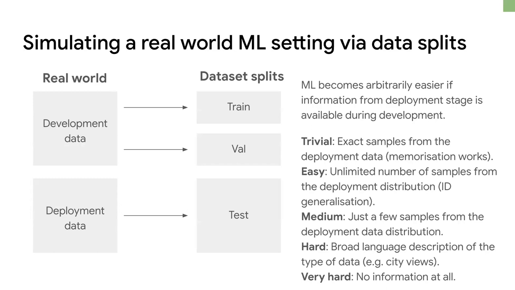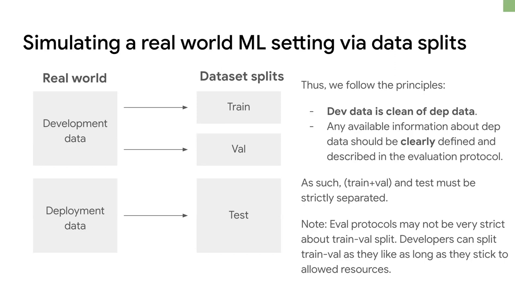This is important because when you don't have a good separation of splits, then the machine learning problem could become very easy. If you have the identical duplicates from the deployment scenario in your development, then it's not about generalization anymore. It's not even IID generalization, it's just memorization. So that's the trivial case. Easy cases are when you have the ID generalization, where the samples are kind of different, but also the distribution itself is the same, which is also very easy. The harder cases are when the distribution is becoming different, or you don't have so many samples from the target distribution. So these are medium hard, very hard cases. So it's very important that we separate the deployment data from the development data. Otherwise, the problem is way too easy.